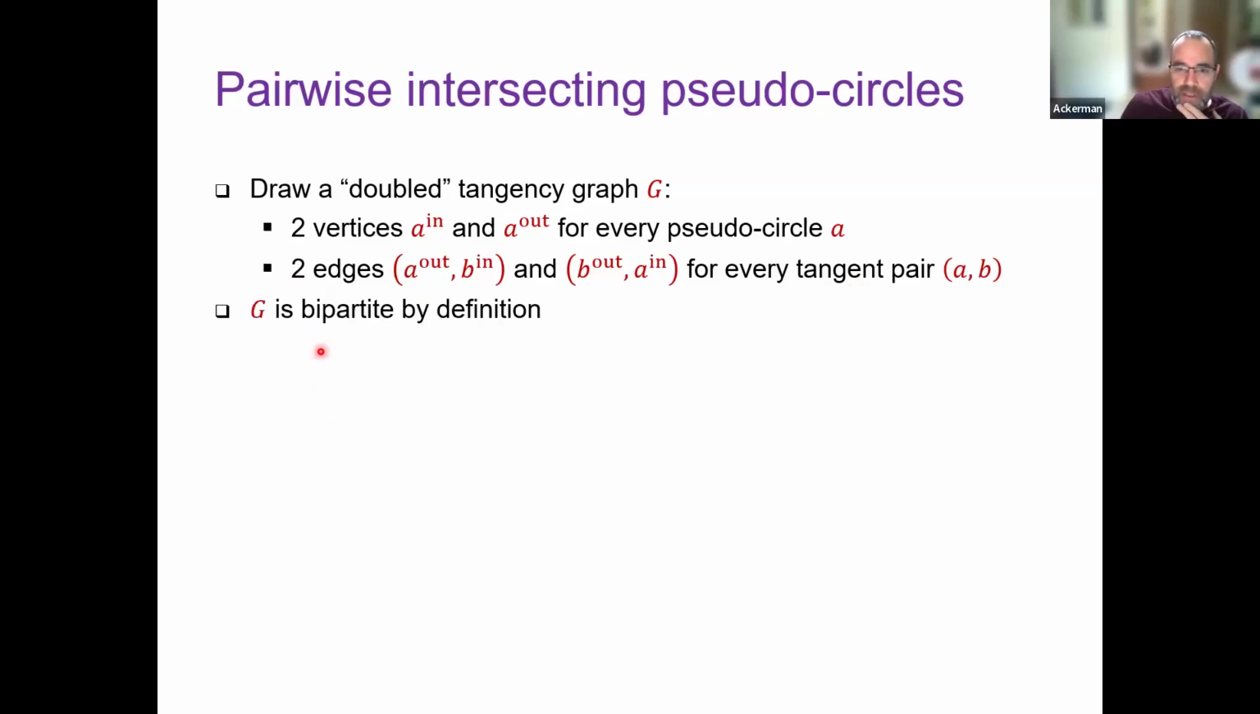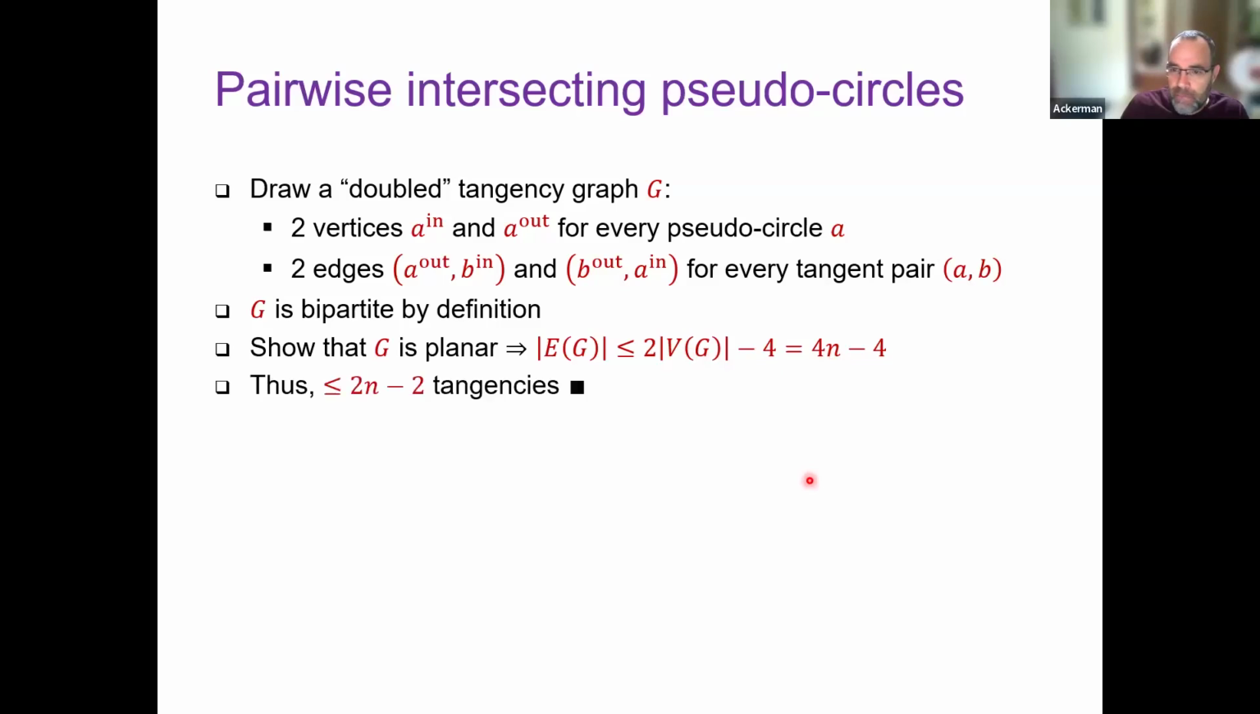By definition, this graph is bipartite because an edge is always between an out vertex and an in vertex. If we can show that this graph is planar, then it means that the number of edges is at most twice the number of vertices minus 4, but the number of vertices is 2n because we doubled every vertex. So it is at most 4n minus 4. And since we have two edges for every tangency, it follows that the number of tangencies is at most 2n minus 2.